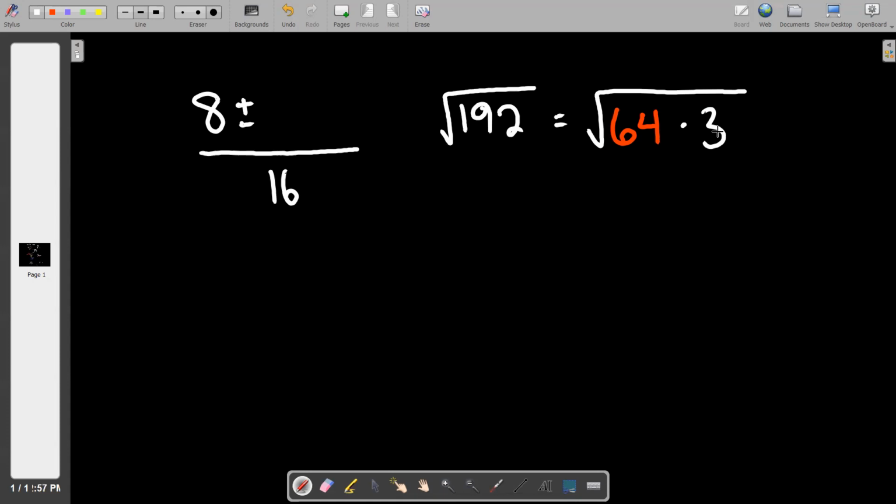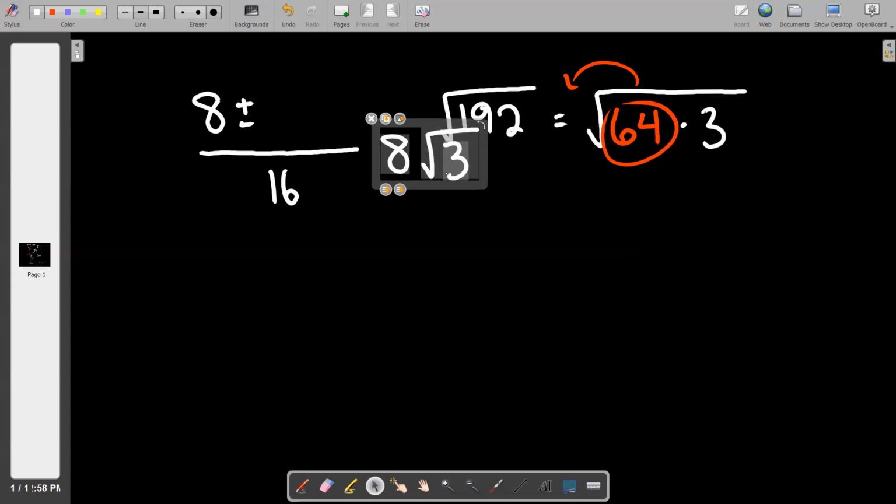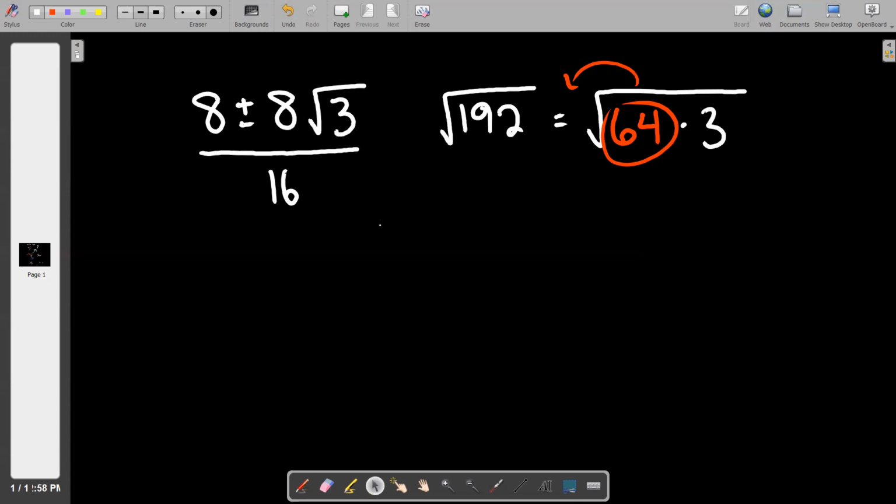What is the square root of 64? When it jailbreaks out, what does this guy become? It does. So overall now, the root of 192 is finally simplified to 8 root 3. And again, I'm going to grab it and reinsert it where 192 used to be.